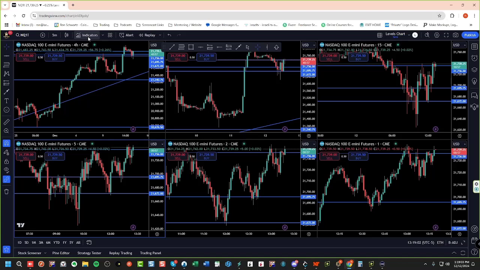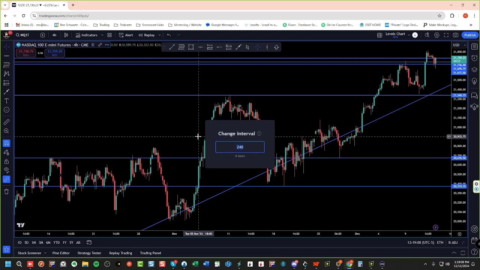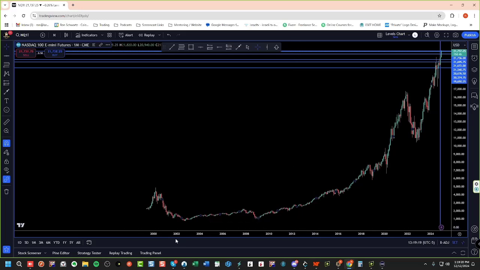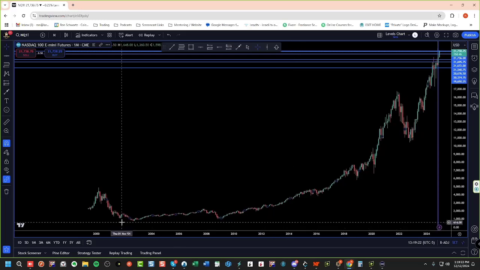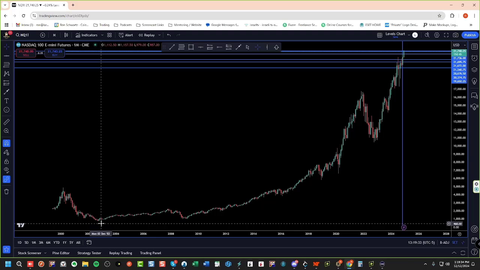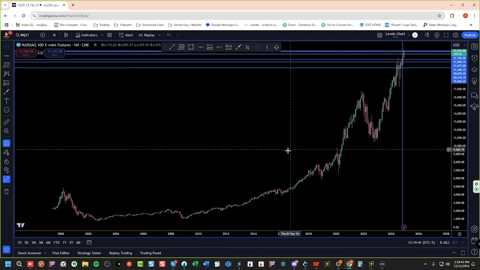If we pull up the 4, you know what? We'll take this a step further. Let me do this. Turn this into a monthly chart. Since 2002. Okay. So for the last 20, 22, 23 years, what's the market done? Going up. Okay. This is an index.